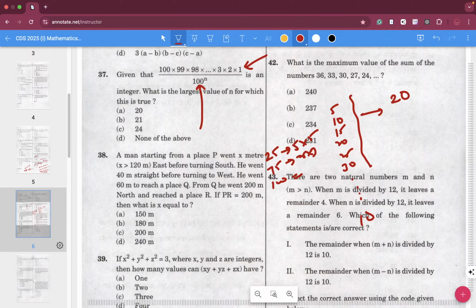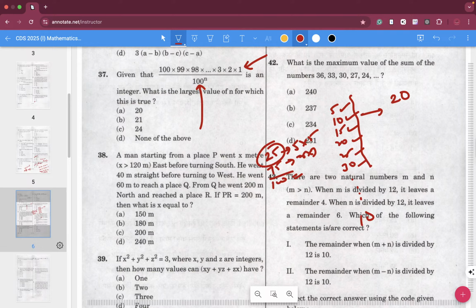Okay, 25 into 4, isn't it? Right? So this one will give you how much? How many fives are there? 1, 2, 3, 4, 5. Okay, 25 will have two 5s in it.